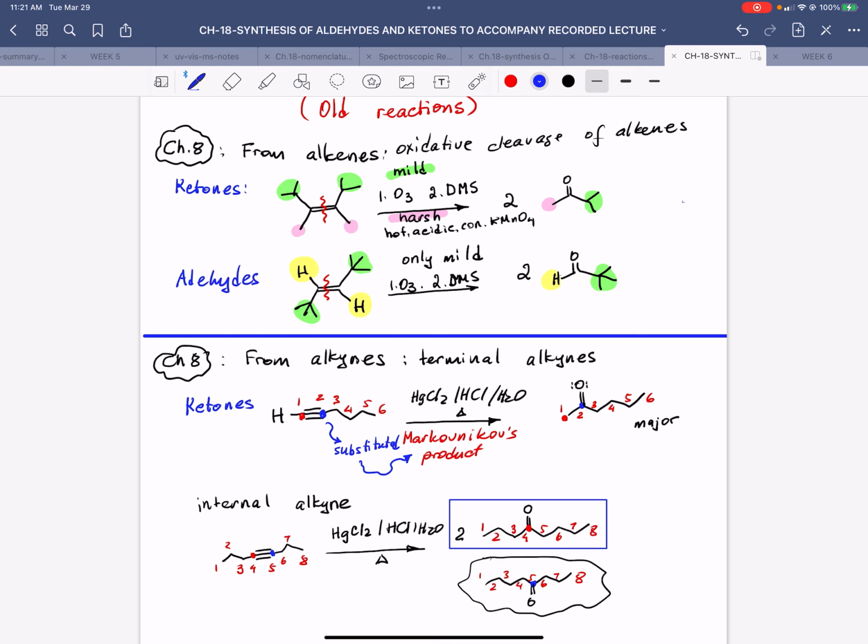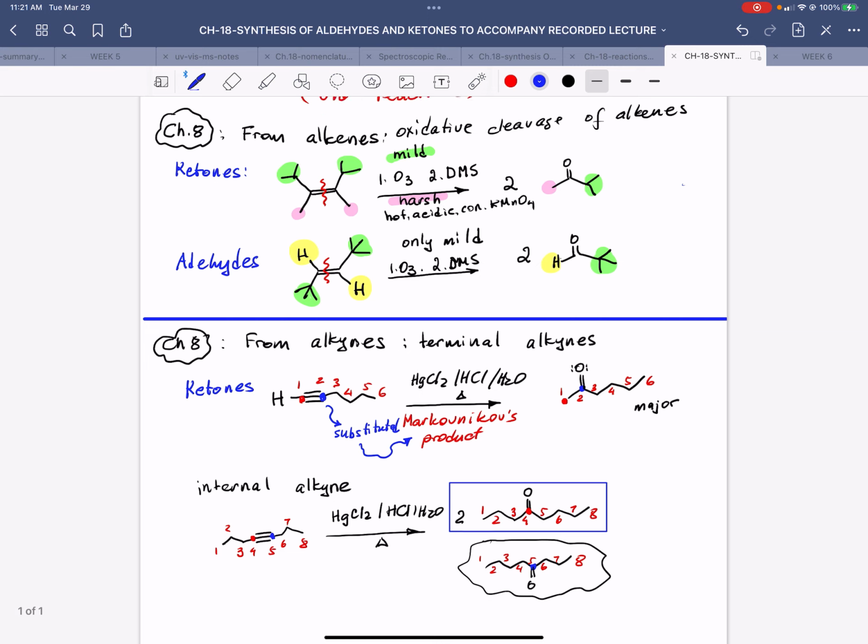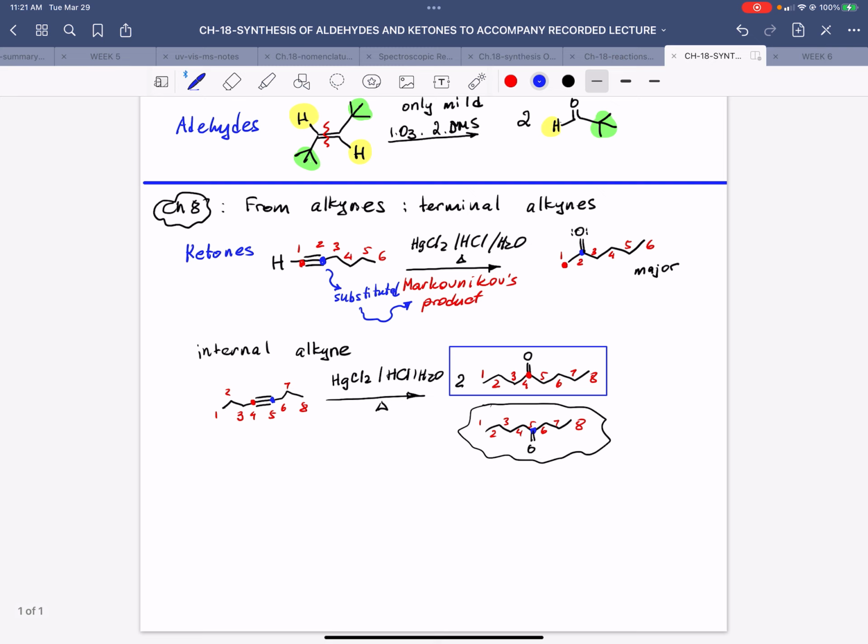Okay. Now, if my goal is to prepare an aldehyde, then I will have no choice but to go only after the terminal alkyne. Okay, and we're going to use anti-Markovnikov reaction setting. So let's put the reaction conditions.